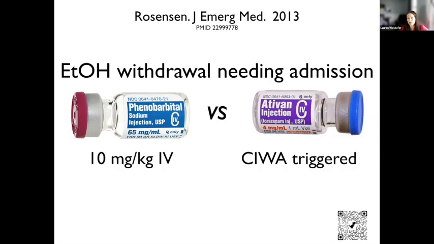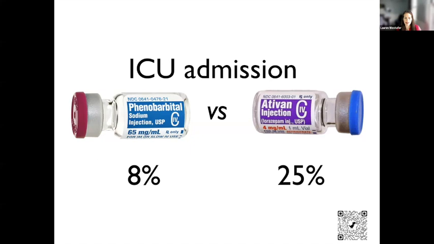This was a randomized trial that looked at alcohol withdrawal needing admission. So severe-ish alcohol withdrawal. And they used a 10 milligram per kilogram bolus of phenobarb versus CIWA-triggered Ativan. So you get a score, the nurse gives Ativan. It's protocolized that for certain scores, the nurse will give certain amounts of Ativan.